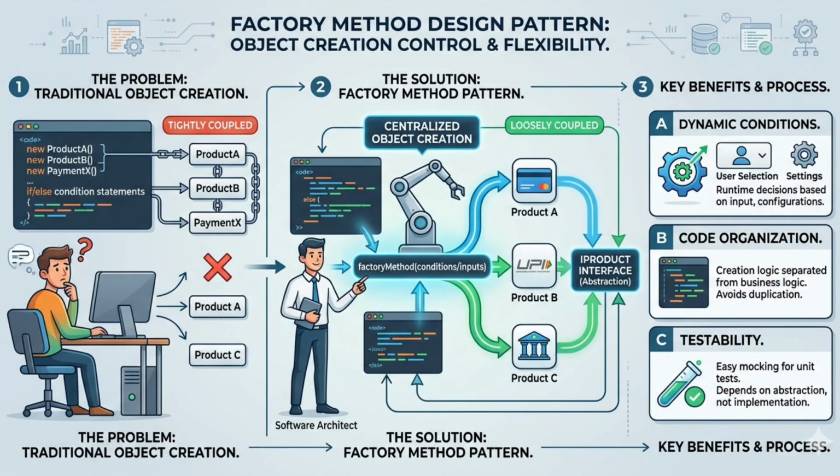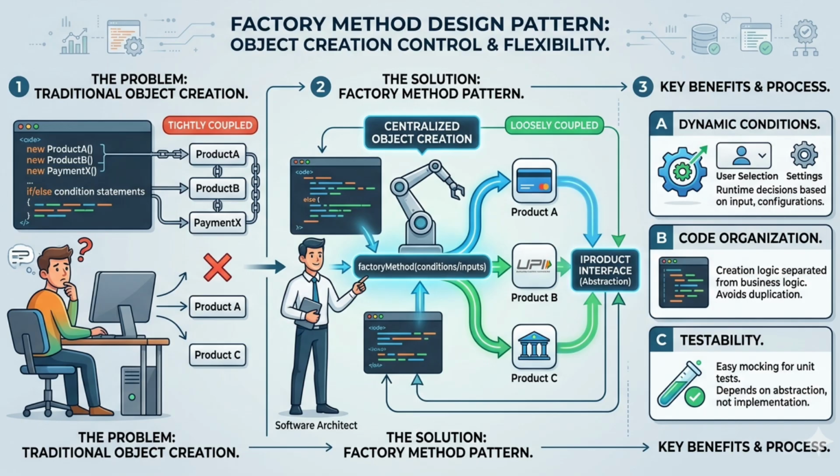The factory method pattern is essentially a design approach that shifts the responsibility of object creation from the client code to a dedicated method, often referred to as the factory method. Instead of directly instantiating objects using specific class names, the client interacts with a method that returns an object based on certain conditions or inputs. This method determines which class to instantiate and returns it as an interface or abstract type, ensuring that the client remains unaware of the underlying implementation details.